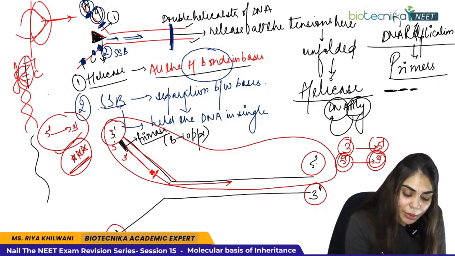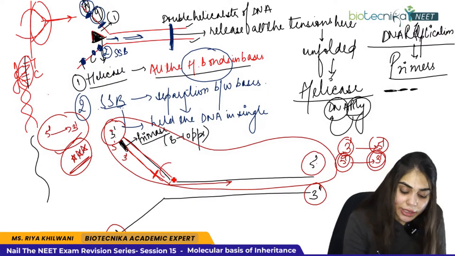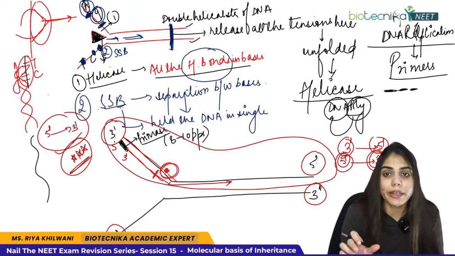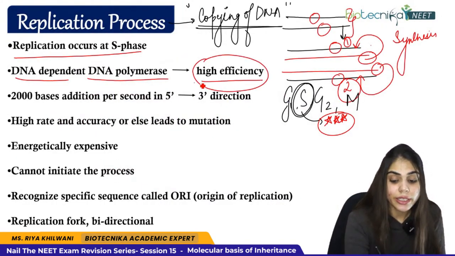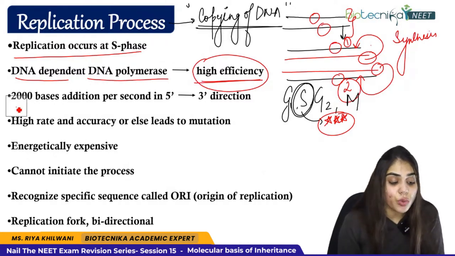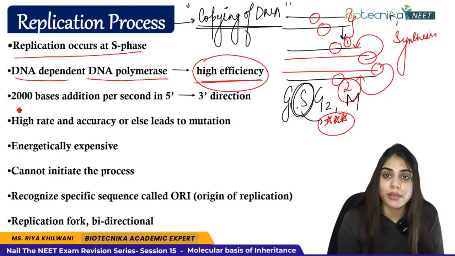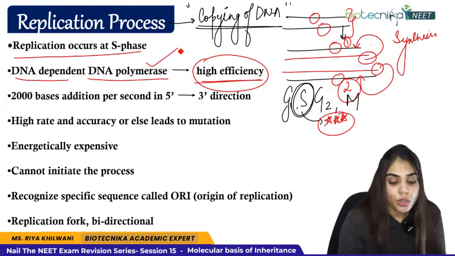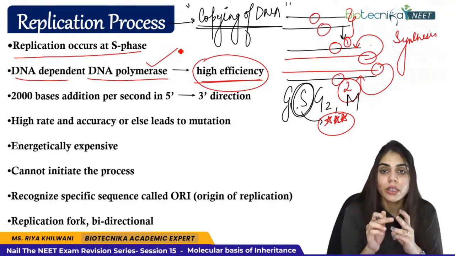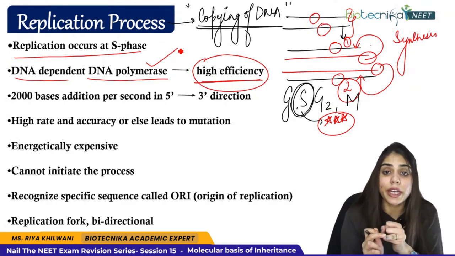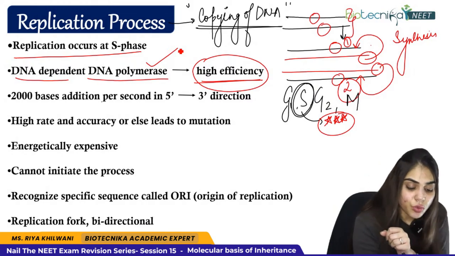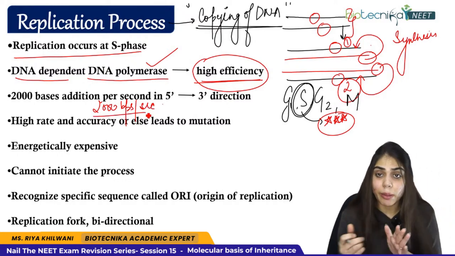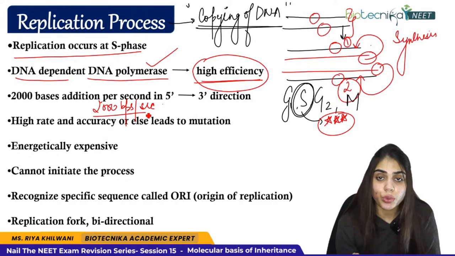So it is DNA polymerase that synthesizes the DNA, but takes the help of a template, that is DNA-dependent DNA polymerase. It has a very high efficiency of synthesizing DNA. We'll see how. So what is the speed of this DNA polymerase? We have three kinds of polymerases. One, two, three. The third polymerase is the main DNA polymerase used for DNA replication. What is the speed for this polymerase? It is 20,000 bases per second. Can you imagine, in 1 second, it can add 20,000 nucleotides.